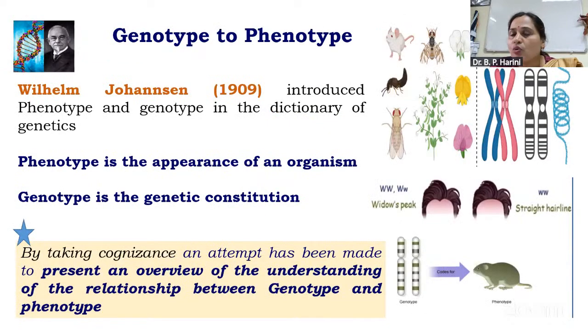So here, the genotype to phenotype. Genes give rise, right from genotype to phenotype. And what is the role of these genes? How has the genotype been framed? William Johannsen, in 1909, introduced the terms phenotype and genotype in the dictionary of genetics. And as you all know, a phenotype is the appearance of an organism, whereas the genotype is the genetic constituent of an organism.